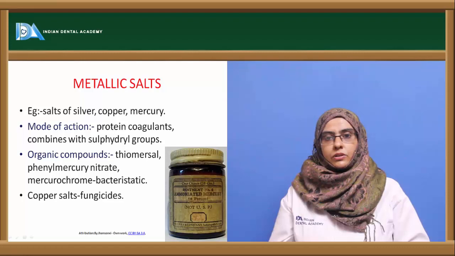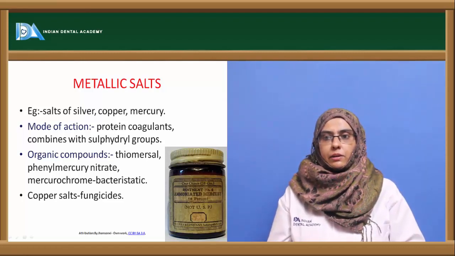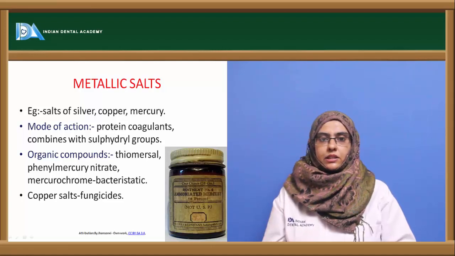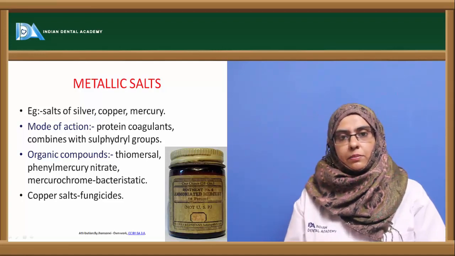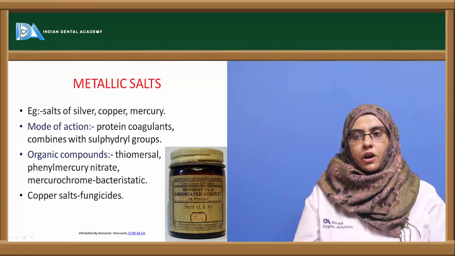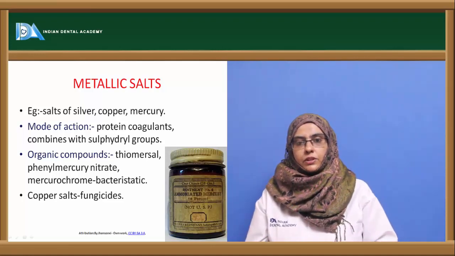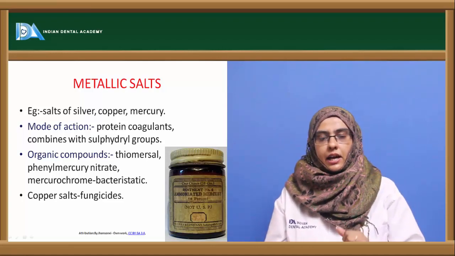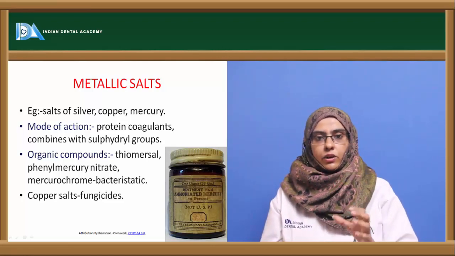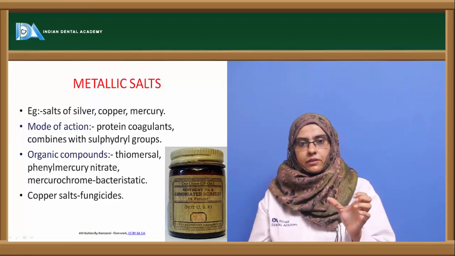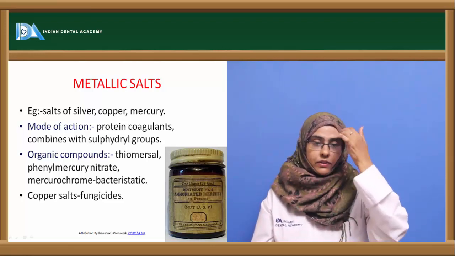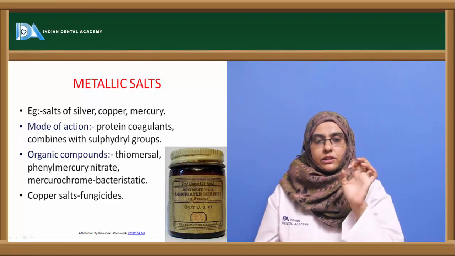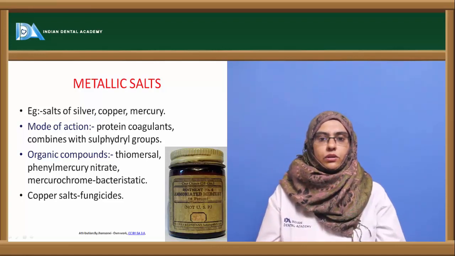And the organic compounds such as thiomersal, phenyl mercuric nitrate, mercurochrome are usually bacteriostatic in nature. That is, they do not kill the organism but inhibit the activity of the microorganism. And finally, the copper salts are mostly used as fungicides in nature. That is, they have the ability to kill the microorganisms. So we have these creams, if a person is suffering from any fungal infections, you can see a minute concentration of the copper salt that inhibits the growth of the fungus.